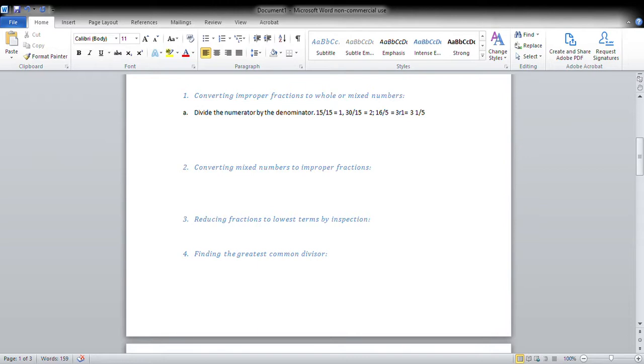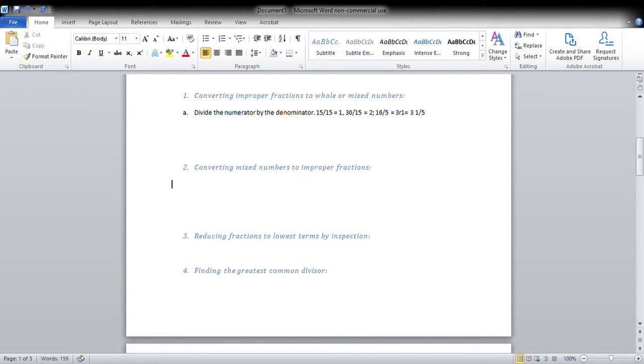So now moving on, converting mixed numbers to improper fractions. And I know you may be saying, what the heck? Why would I ever do this? But as we'll see a little bit later, this does become necessary sometimes. There are 3 steps to this process.